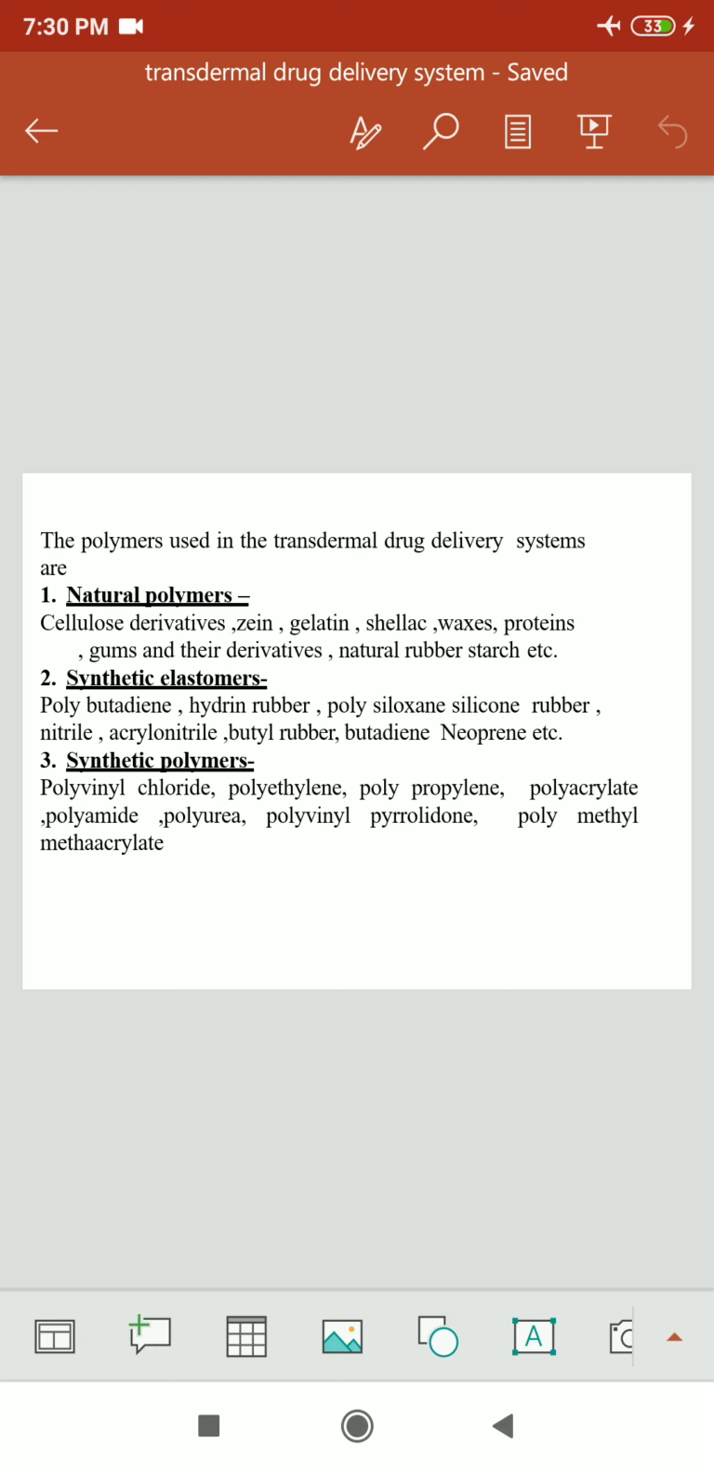Polymers are derived from different sources, and due to that they are divided into three classes. Natural, examples are gelatin, zein, gum. Synthetic, polybutadienes and butyl rubbers. Synthetic, polyvinyl chloride and polyurea.